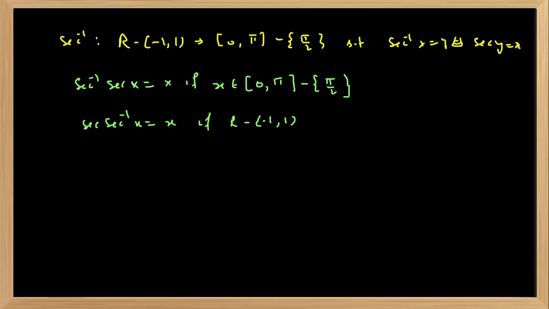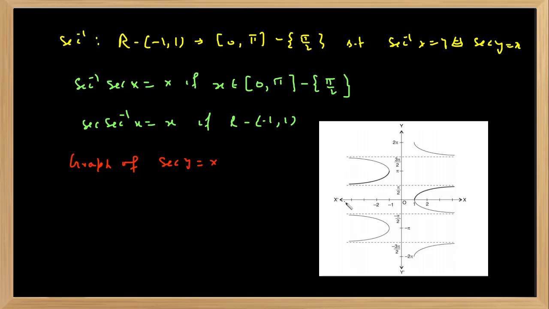Now we'll discuss the graph of sec y is equal to x. This is the graph of sec y is equal to x. Sec 0 is 1, so the point is (0, 1), and here the point will be (1, 0). Sec 0 is 1, so where will 1 be? sec inverse at 0.